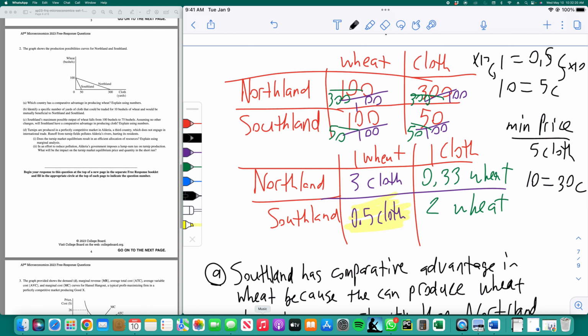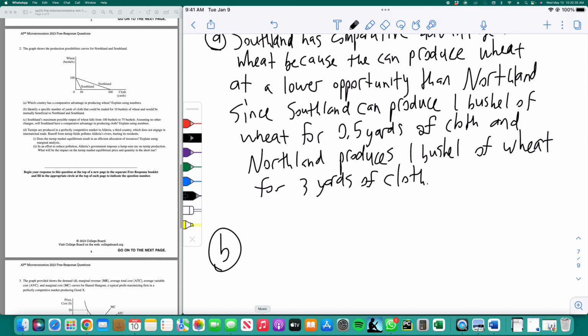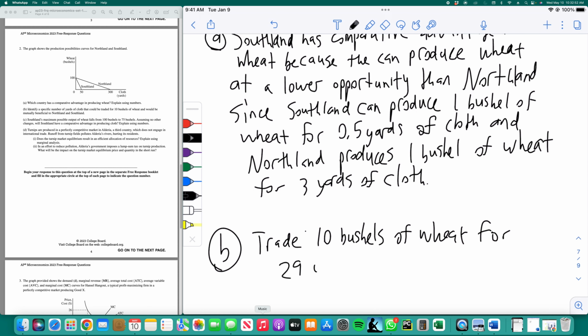So you'll do 3 times 10, that'll be 30. So all you have to do is pick any number between 5 and 30, and that would be beneficial to both people. So basically, if you picked, let's say, identify a specific number for 10 bushels of wheat, trade 10 bushels of wheat for 29 yards of cloth. It does not matter as long as it's between 5 and 30. Then you will be beneficial.